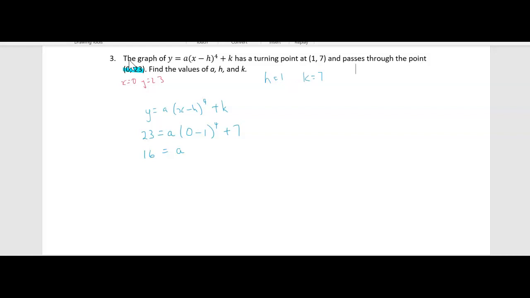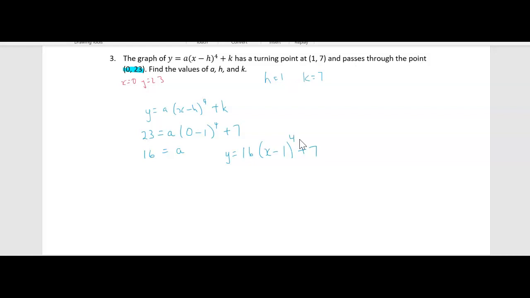Just make sure I've done that correctly. Yes, so a is 16. Thought it was going to make me do the fourth root of it. Okay, so y equals 16(x - 1)^4 + 7. I've got to put to the power of 4 here.